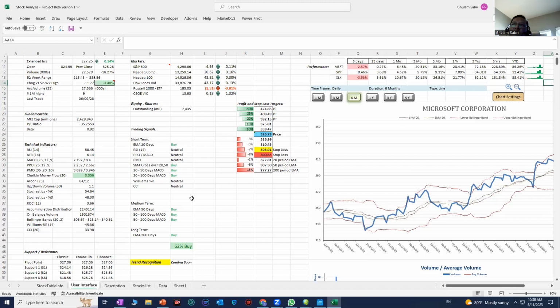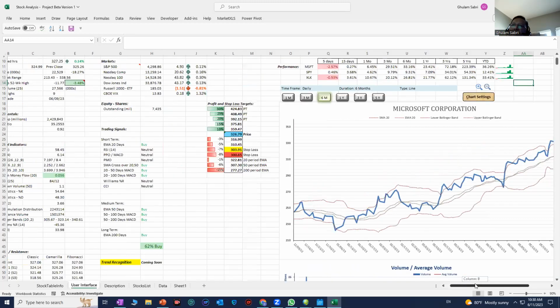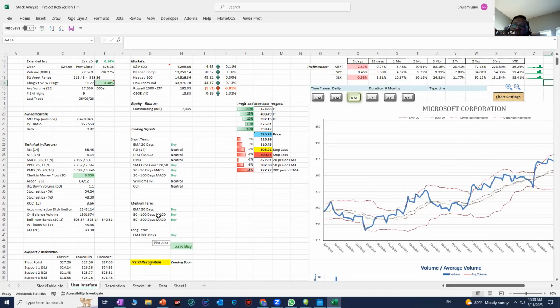So the short term RSI is neutral, PPO is neutral, Williams percentage R is neutral, but the medium and long terms are buy. So it means Microsoft, considering this chart, is telling you that if you are a long term or medium term investor, you can go for this. Again, it's your choice. It just gives you an overall weightage. Out of 13, how many are positive? 1, 2, 3, 4, 5, 6, 7, 8. 8 divided by 13. Why buy? Because the buy signals are more than neutral or sell signals.